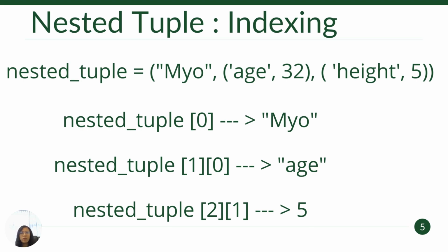Inside this tuple, you have two elements. The first element is age, the second element is 32. So nested_tuple[1][0] will give you age. All right, and similarly, nested_tuple[2][1] will give you 5. So this is called nested tuple indexing.